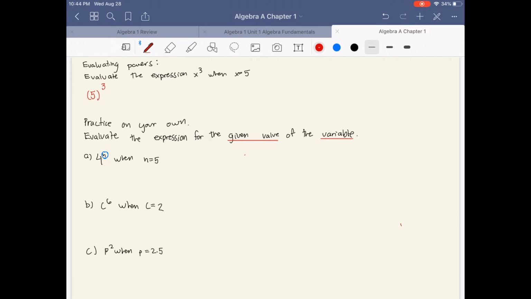So how do you rewrite this? You rewrite this as 5 times 5 times 5. Now, you multiply, because it says evaluate. Evaluate meaning you just solve. 5 times 5 is 25.